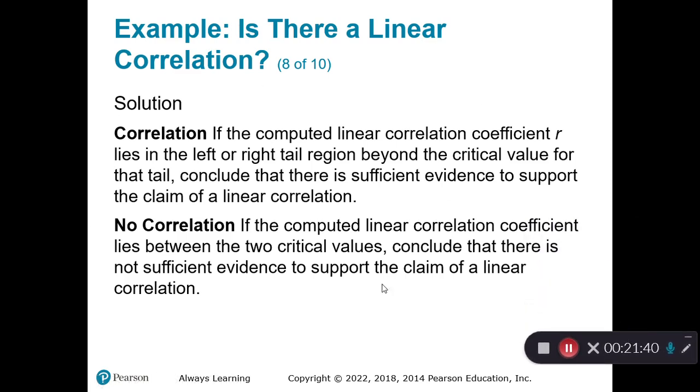So this slide pretty much repeats what I just said. We say that there's correlation if the calculated R value has a magnitude at least as great as the critical value on the table, and that there's no correlation if our computation for R has us with a magnitude less than that critical value.